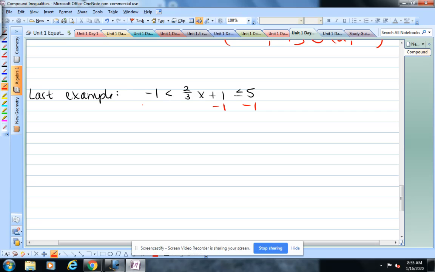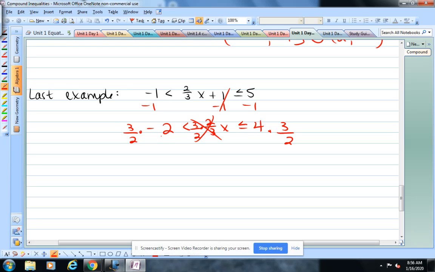Subtract 1 everywhere. So that's going to get me -2 is less than 2/3 x is less than or equal to 4. How do I get rid of 2/3? Multiply by the reciprocal, which is 3/2. Now, if I do it in the middle, I need to do it on all my places, right? All 3 sides. So the middles cancel.